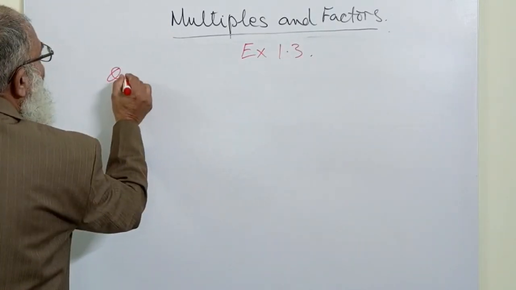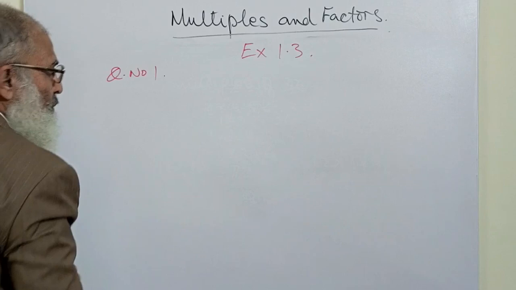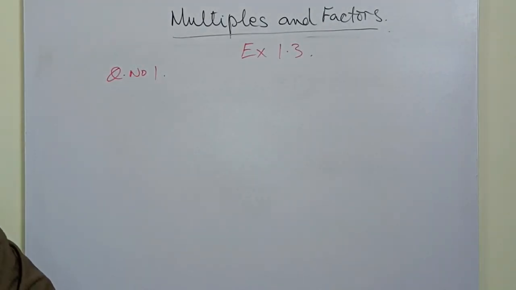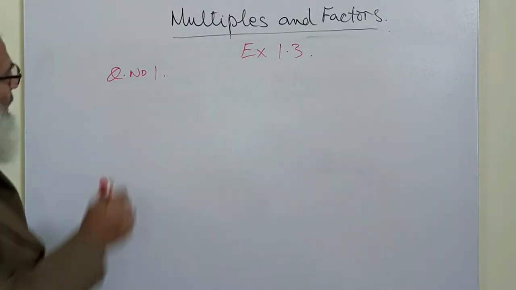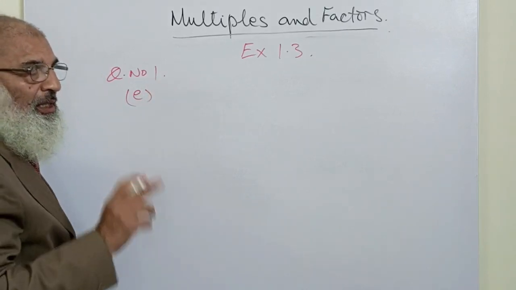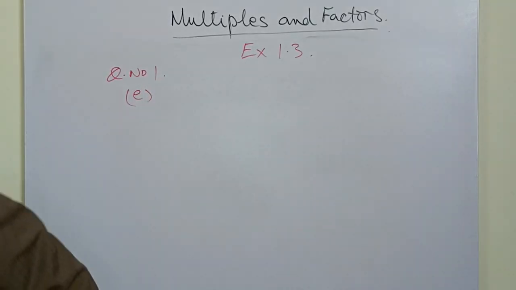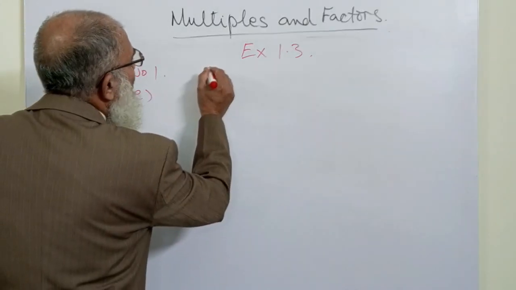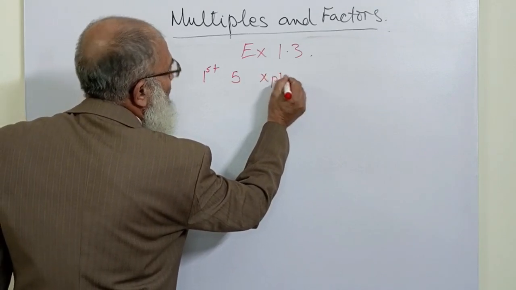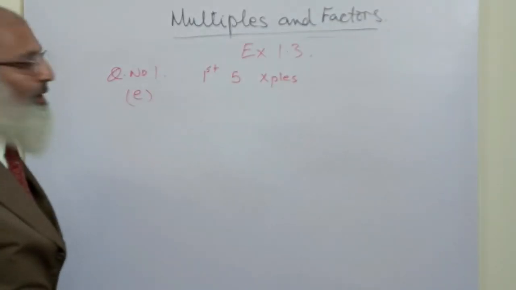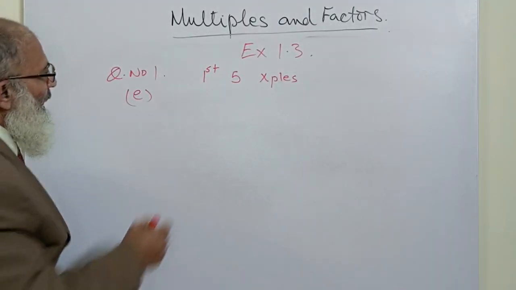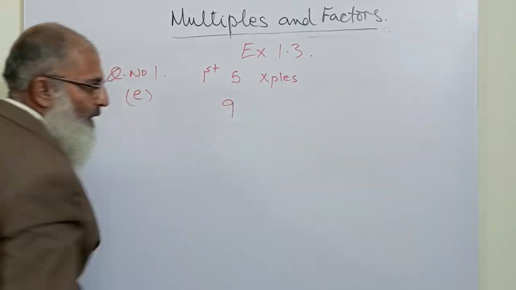Exercise 1.3, question number 1, and I am going to select a part which is a little bit confusing, part E. Now what I have to find is the first 5 multiples. First 5 multiples. I've written this sentence in very short form. Don't be confused. And the number is 9.